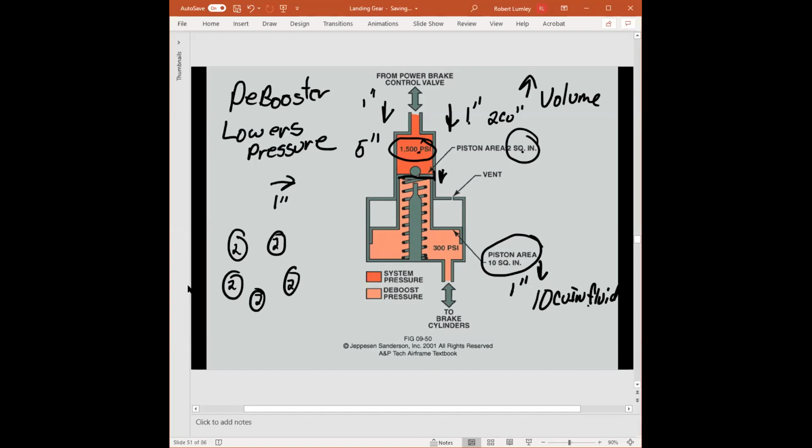Why? Because we have 10 cubic inches of fluid, so each one would get 2, so that would be 5. So that would be 1 inch. Does that kind of make sense?